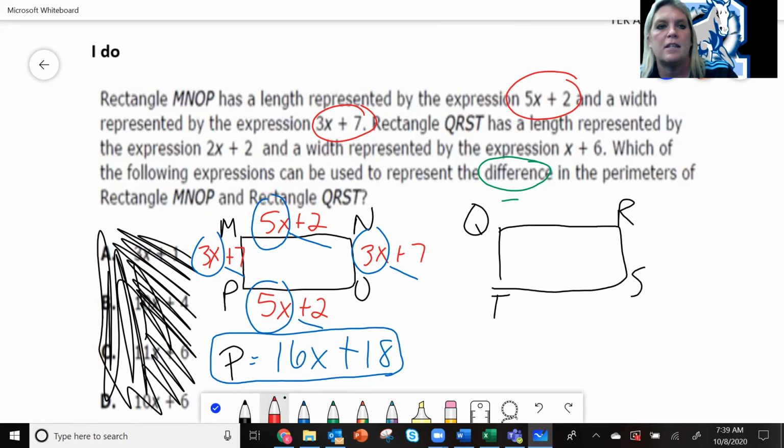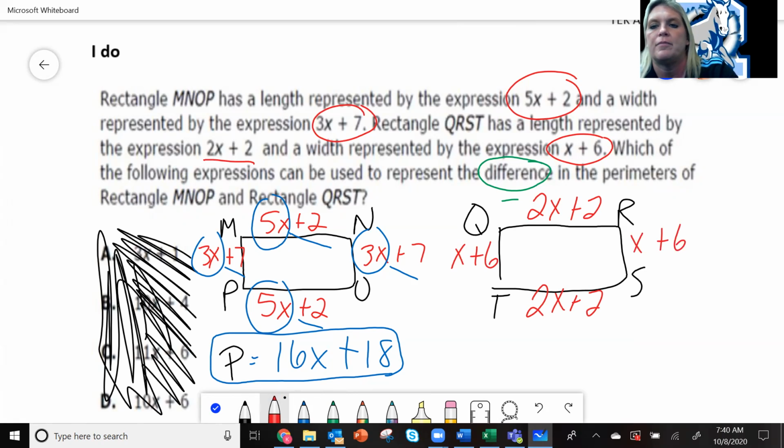And it says that its length is 2x plus 2. So I'm going to put 2x plus 2, and what's on top is also on the bottom. And the width is x plus 6. So I'll put x plus 6 on each side. Now, draw the picture, label it.